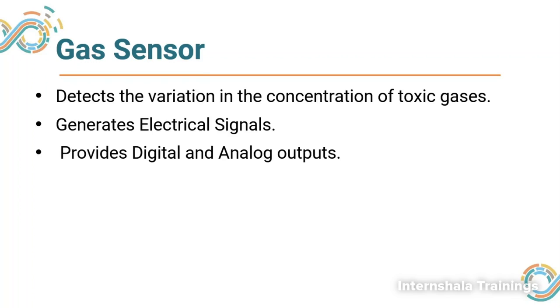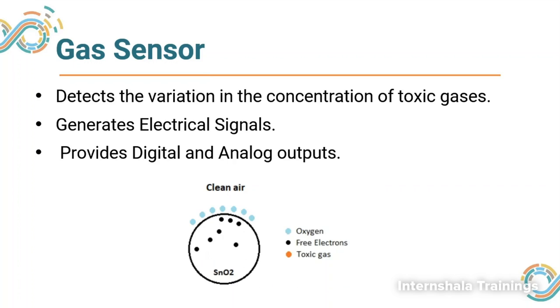For digital output, let us say one sensor is designed to detect the concentration of carbon monoxide, and if the concentration is above a certain threshold, the digital output will say logic high, otherwise logic low. Analog output is going to tell the exact concentration.